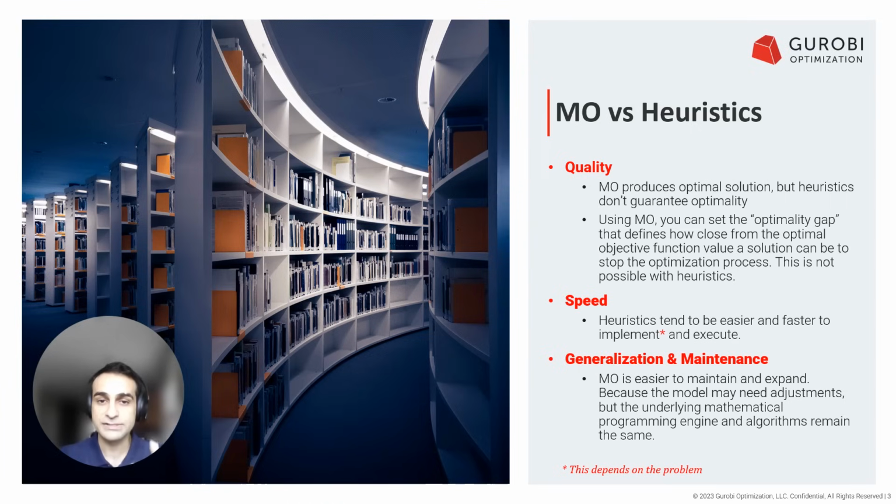The next difference is scalability and maintenance. And mathematical optimization is easier to maintain and expand. MO captures the key features of the problem in decision variables, constraints, and objectives. So if any of those change, you can modify your model with the necessary adjustments easily, because the underlying mathematical programming engine and algorithms remain the same.